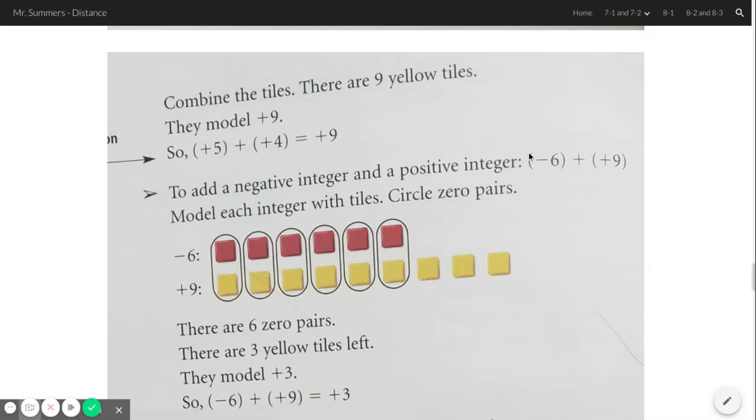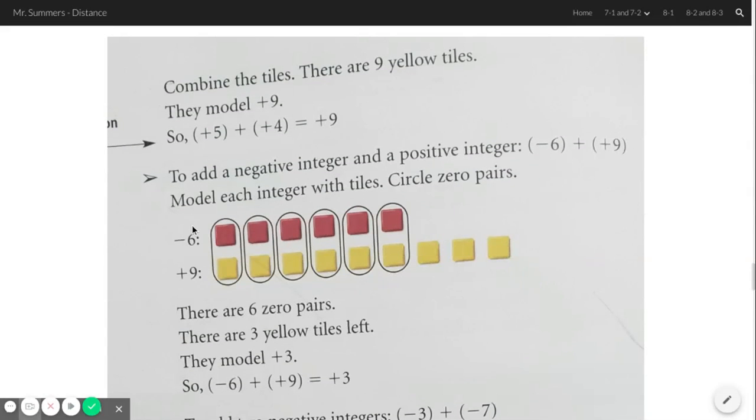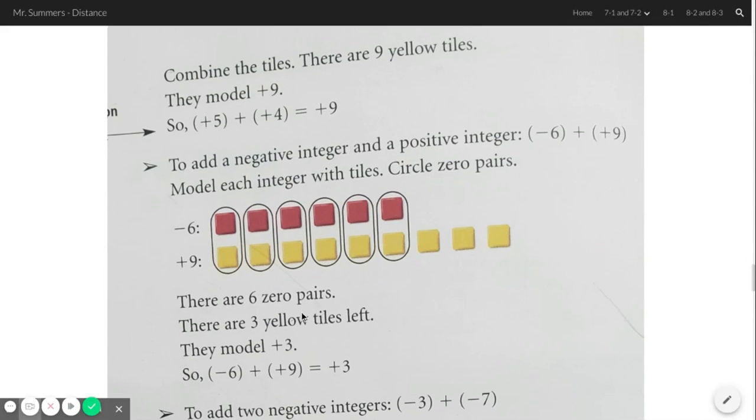So to add a negative integer and a positive integer, this is what it would look like, right? So these are the counters here. We have -6, and we're going to add positive 9, right? So if we pair those together, there are 6 zero pairs, and there are 3 yellow tiles left. They would therefore model as positive 3. So this is how it would look: -6, we're going to add positive 9. What's left then is positive 3.